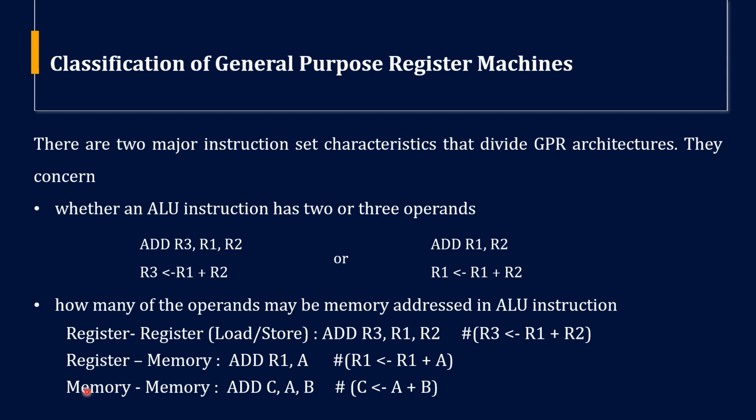Then the third classification is memory to memory. Here both the operands are in memory. So the instruction add C, A, B. Its meaning is C equals A plus B. Here all the operands are memory operands. Okay.